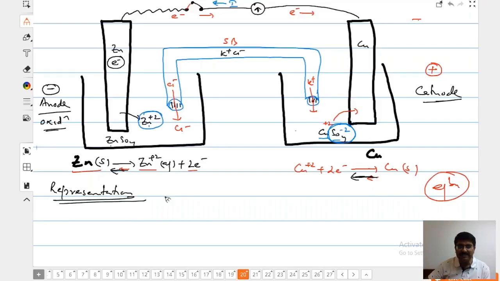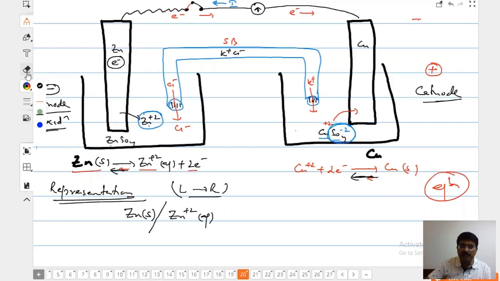So now what happened is, as we write English from left to right, we will be representing it left to right. On moving left to right, what was the first thing you encountered? Zinc solid. Correct? Then this is the slanting line. This indicates the phase change. From zinc, you fall into the Zn plus 2. What is the physical state of Zn plus 2?